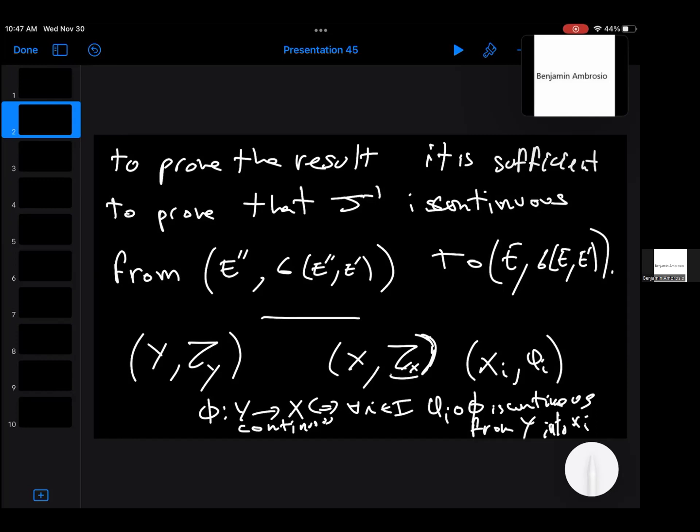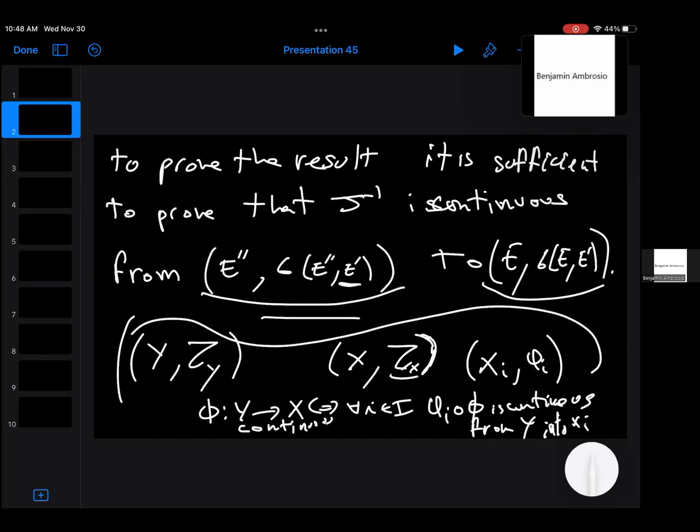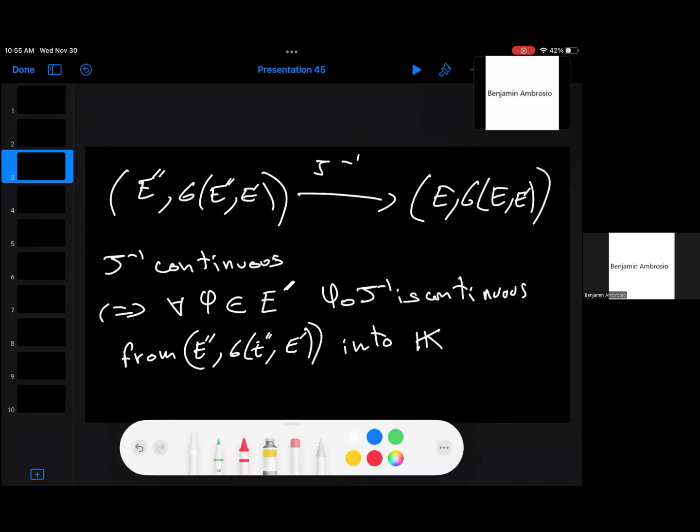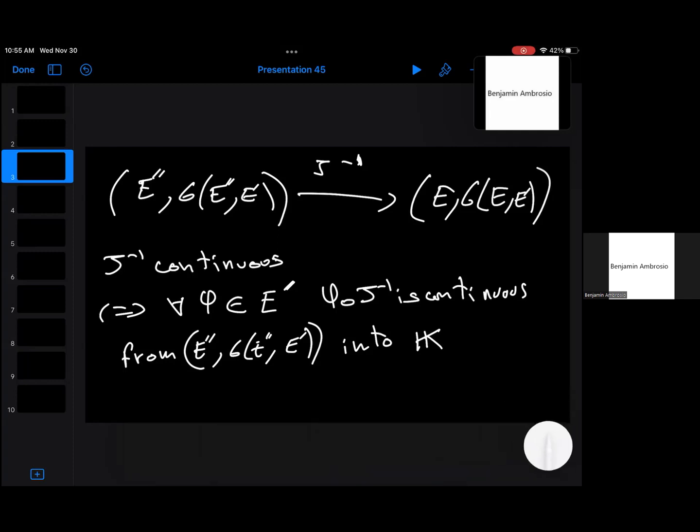So what I want to do now is to prove that J minus 1 is continuous from this space with the associated topology into this space with this given topology. And so here, my functions phi are given by the phi in this space. So if I apply that here, what do I obtain? Try to figure this out. Now, we want to prove that J minus 1 is continuous from E second to E with the respective topologies. But to prove that, that's a classical result from topology.